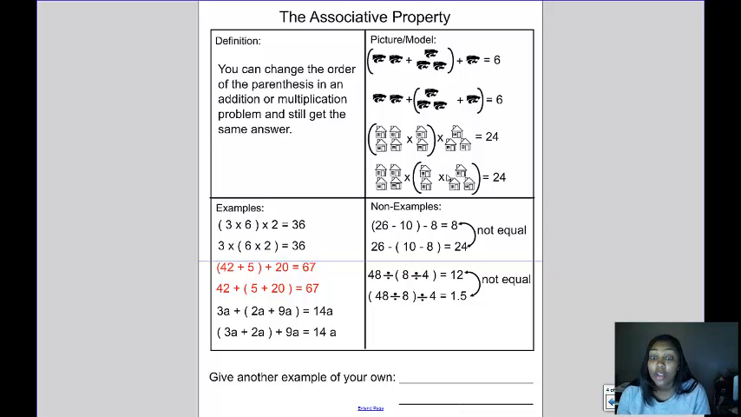If it's addition and multiplication, it'll still give you the same answer. So here are some examples down here. I tried it with 3 times 6 times 2. I still got 36 both times. Notice the 3, the 6, and the 2, the order didn't change.